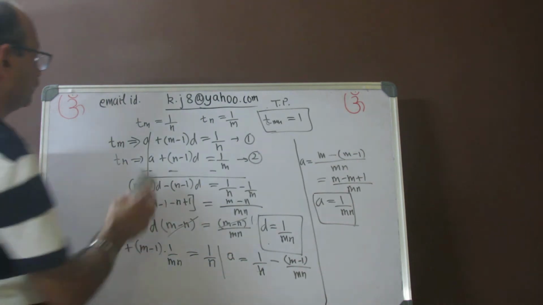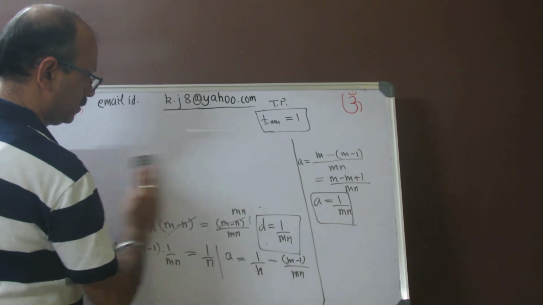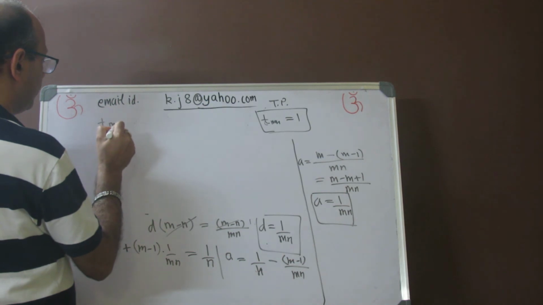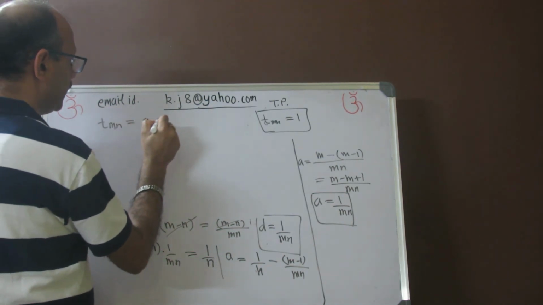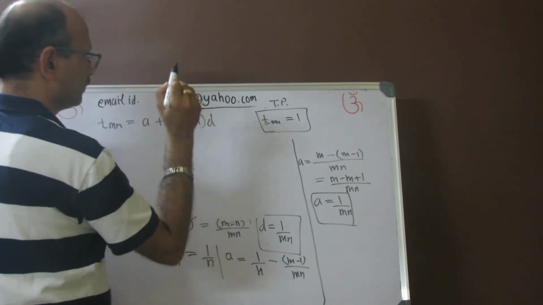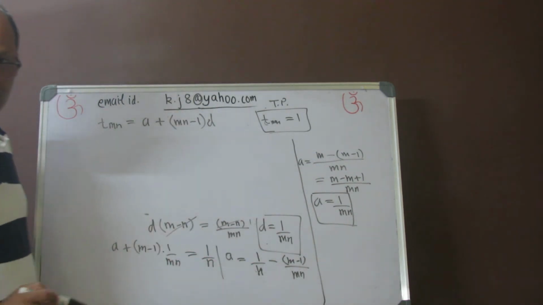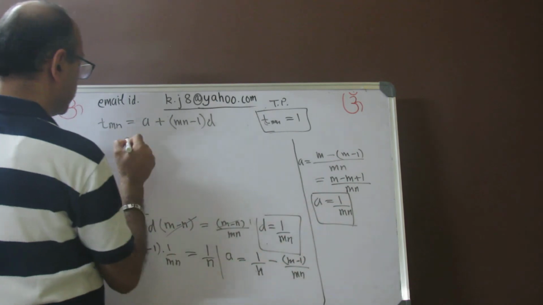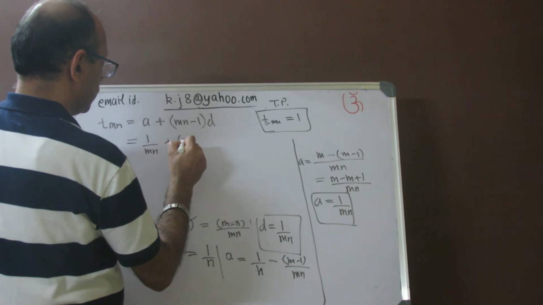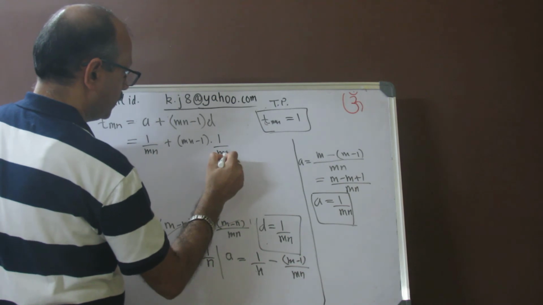Okay. Now we have to find Tmn. So let me rub this off. So Tmn equals a plus (mn minus 1) into d. Okay, that's the general formula. So Tmn is asked, a plus (mn minus 1)d. Now let me put the value. a is 1 by mn plus (mn minus 1) into d, which is again 1 by mn.